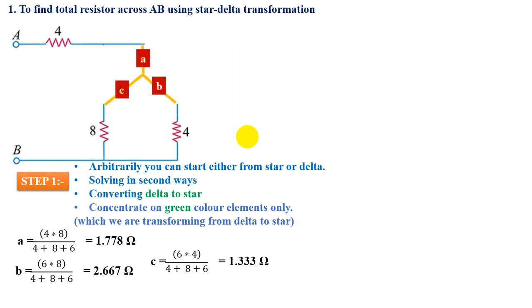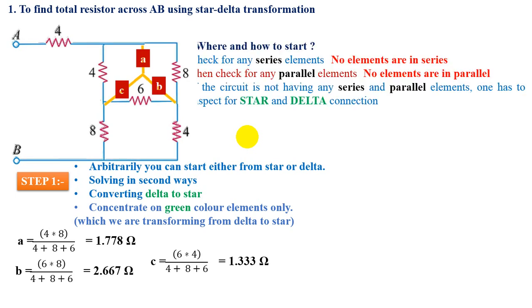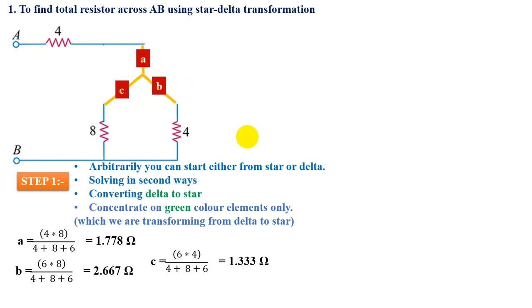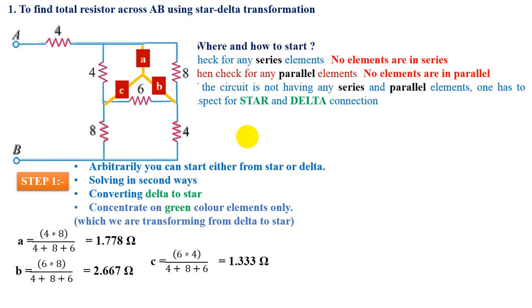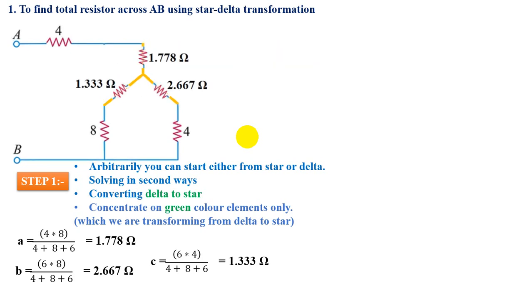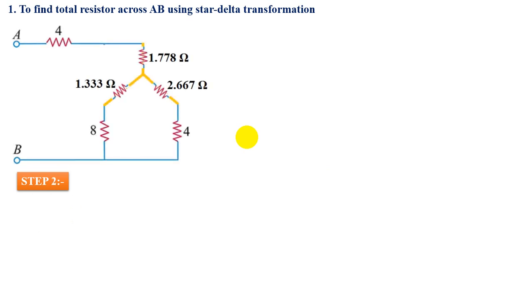So once you've converted delta to star, you remove those delta elements and retain the star elements. You can see we've converted 4, 6, 8, which is in delta, to star. So remove those delta elements and retain the star elements, that is A, B, and C. Now we'll replace with respective values, and it's important to replace A with A only. Do not shuffle A to B and B to C and C to A. Right? Yeah, I've done it correctly. Then step 1 is done, right? So this is step 1.